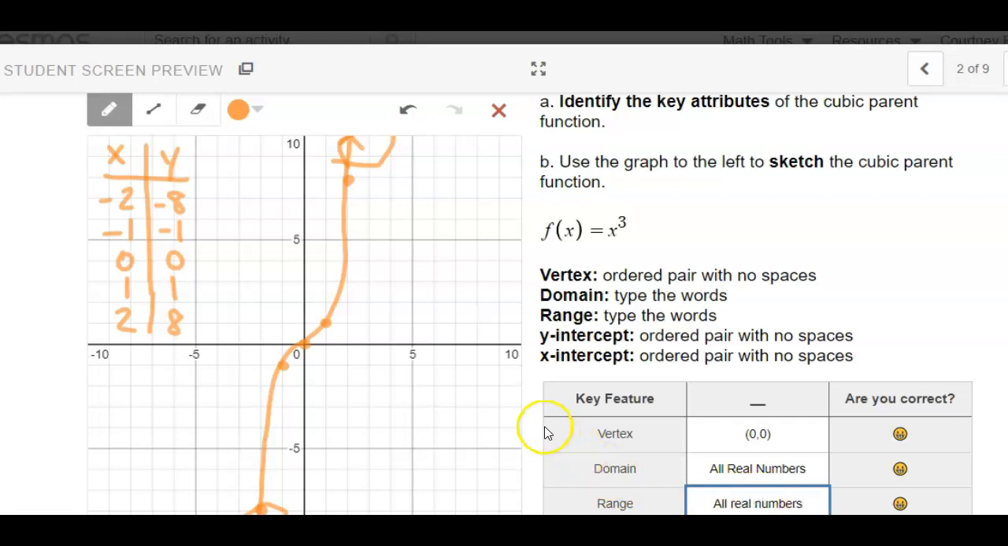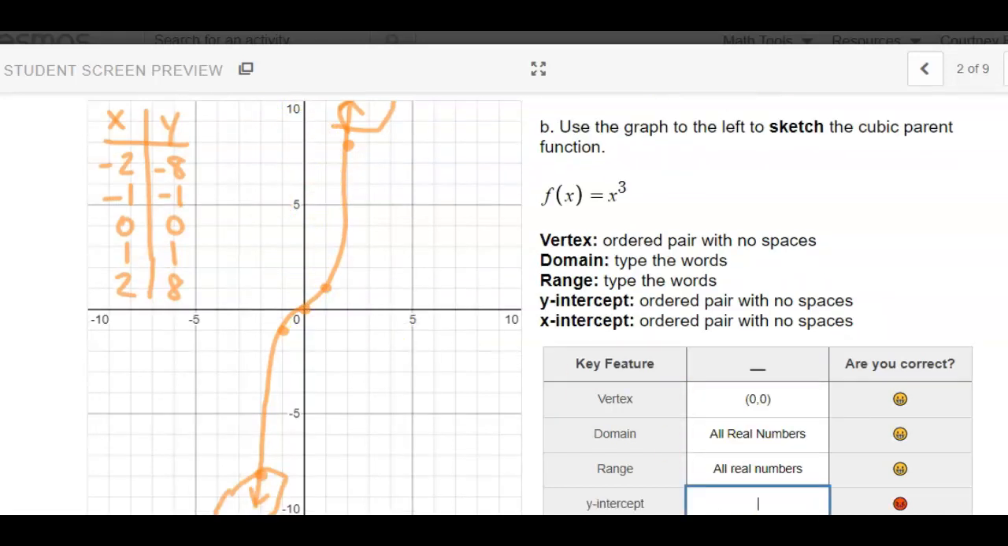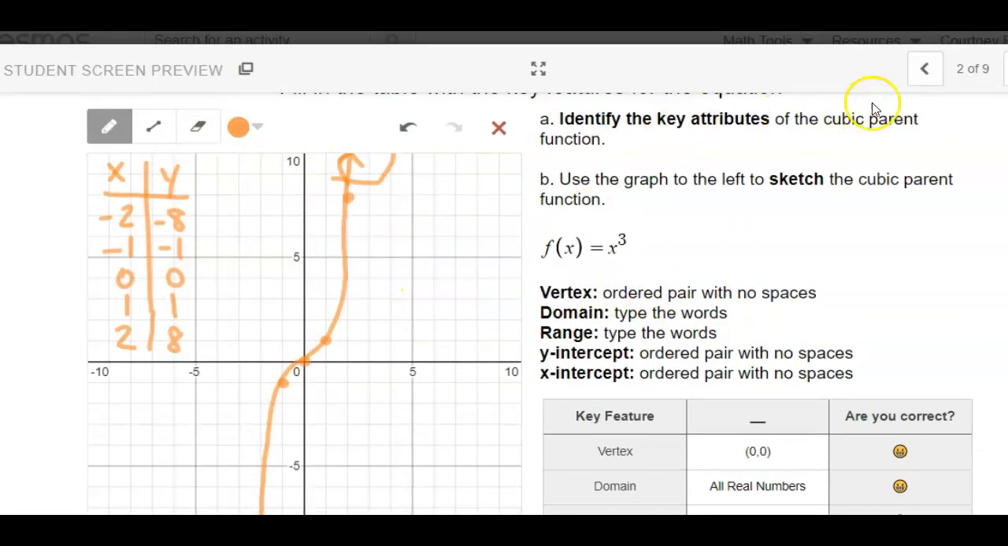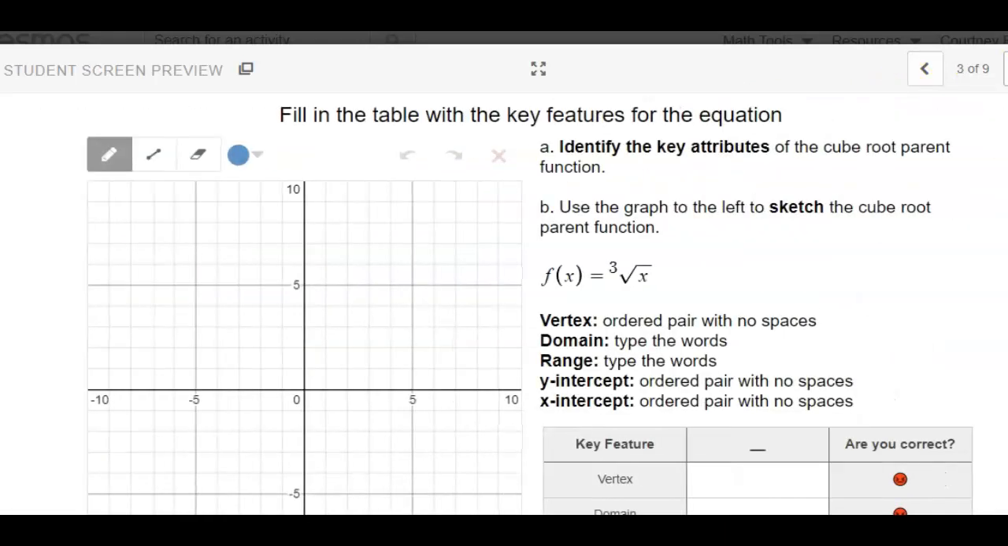The y-intercept, the place where the graph is crossing the y-axis, would be here at 0, 0. And then the x-intercept, the place where my cubic is passing the x-axis, would be again right here at 0, 0. So I've got all happy faces. I've typed everything in the way that I was asked to type it in, following that format. I've sketched my graph. I'm moving on to the next problem.